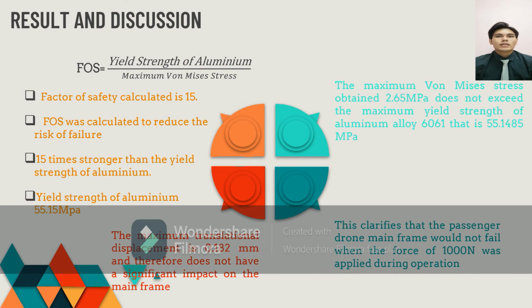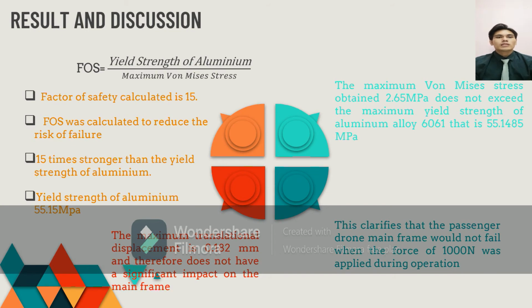The maximum von Mises stress obtained is 2.65 megapascal. It does not exceed the maximum yield strength of aluminium alloy 6061, that is 5.148 megapascal. This clarifies that the passenger drone mainframe would not fail when the force of 1000 Newton is applied during operation.